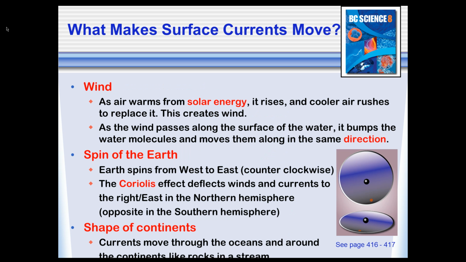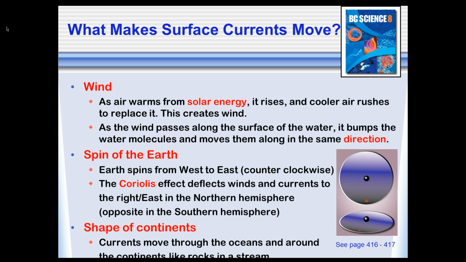So, what makes surface currents move? One of the big drivers is wind. So, as air is warmed by solar energy, right, the sun, it rises and cooler air rushes in to replace it. This creates wind. As wind passes along the surface of the water, it pushes the water molecules and moves them along in the same direction.